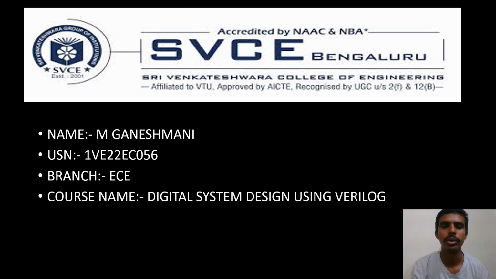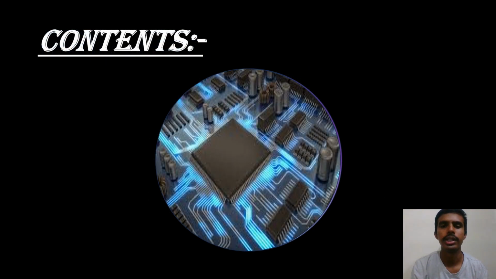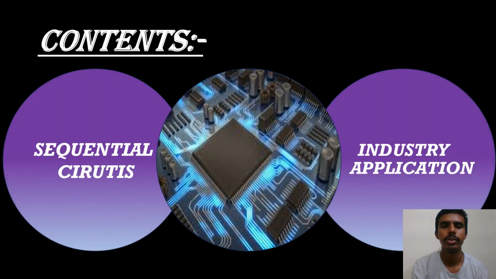So the course name for today's video is Digital System Design Using Verilog and the course code is BEC302. The contents that we are going to be looking at in today's video is sequential circuits and the industry application of sequential circuits. So this is the topic for today's video.